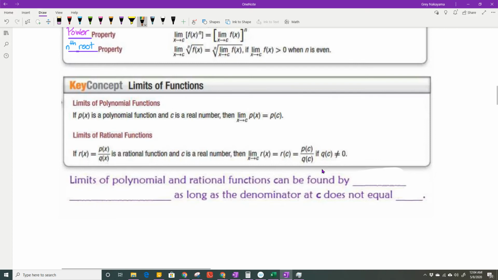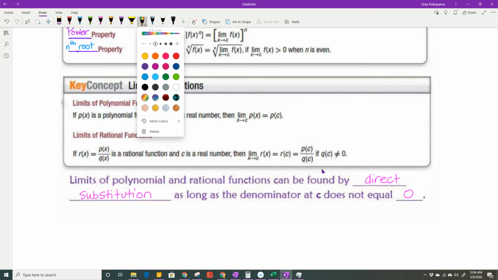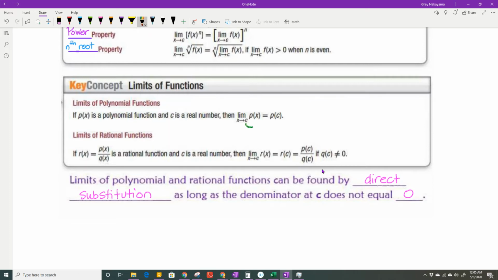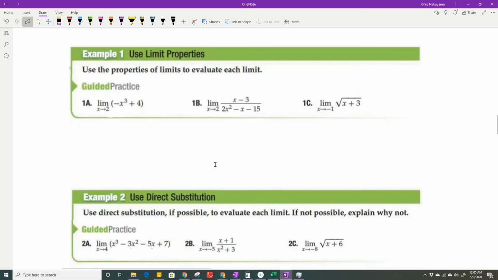Okay, what is key? What is happening here, y'all? Well, actually, I'm going to say it down here. Limits of polynomials and rational functions can be found by direct substitution as long as the denominator at c does not equal 0. I'm going to be talking about this a lot: you're taking this value of c and you're going to plug it into your function, which is why we end up with p of c. So the main method that we're using is something called direct substitution. So let's go look at some examples.